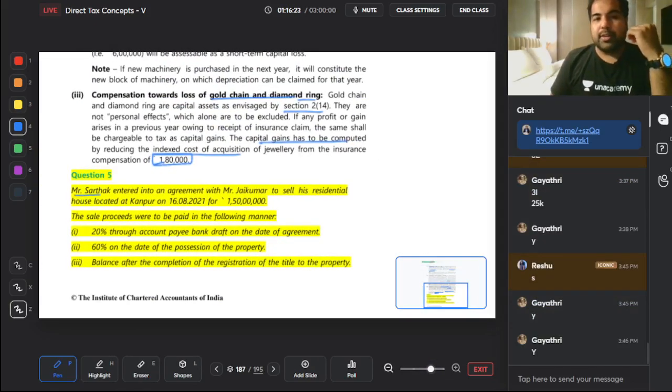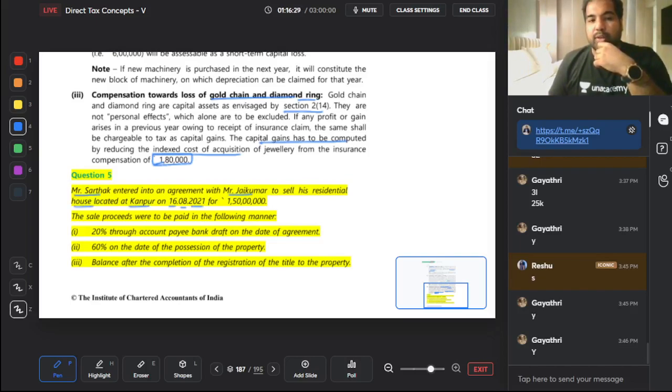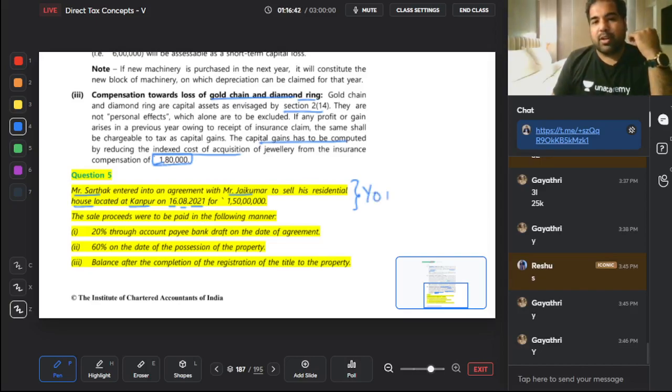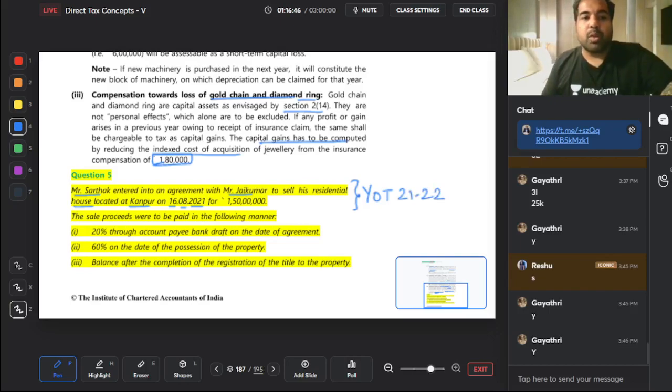Mr. Sarthak entered into an agreement with Mr. Jaikumar to sell his residential house located at Kanpur on the 16th of August 2021, that is in this year 21-22, yes, for 1 crore 50 lakhs. Guys, whenever you're trying to sell, does it matter when you got the money? No, it is always taxed in the year of transfer. The year of transfer is 21-22. Look how they're trying to confuse you.